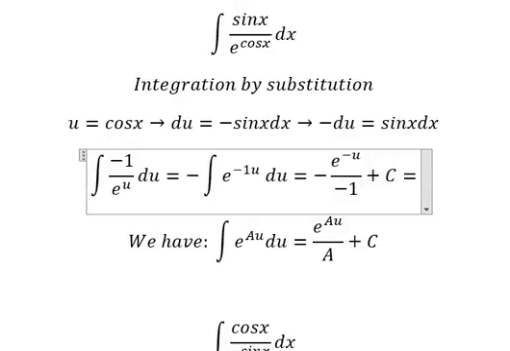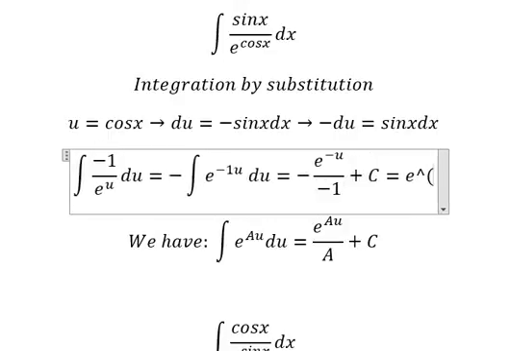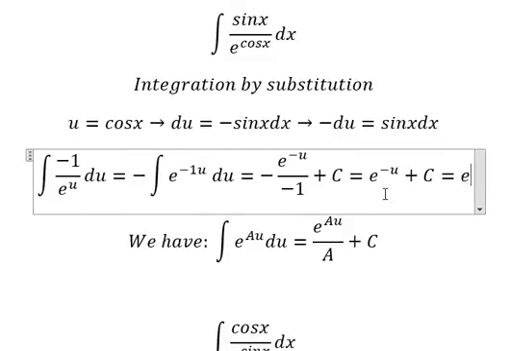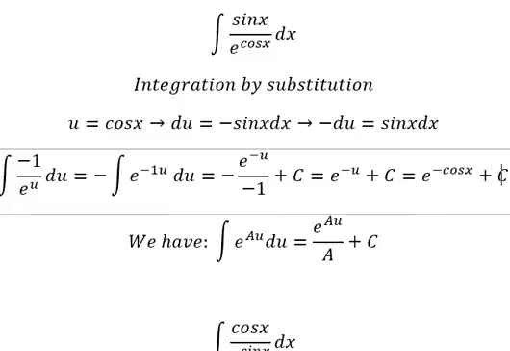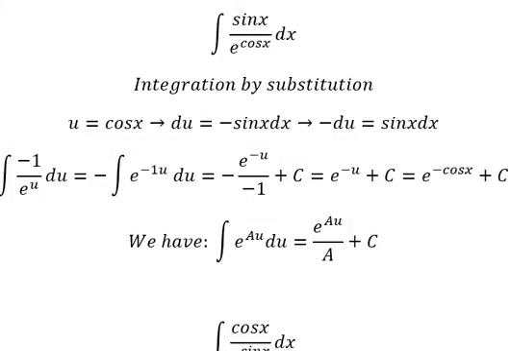Negative, negative, we simplify. For u, that is cosine x. And this is the answer for question number 1.